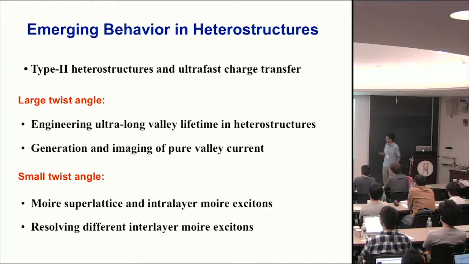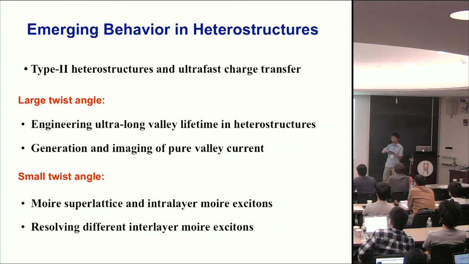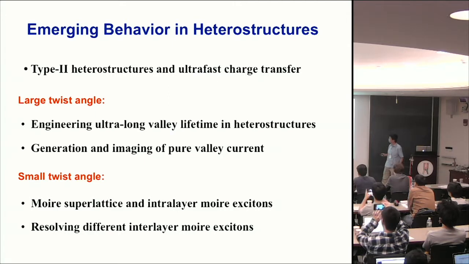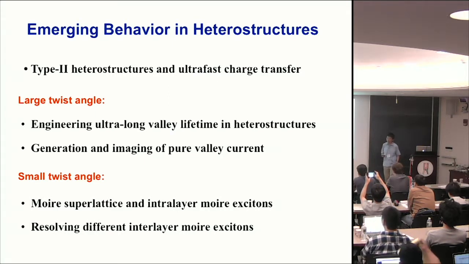Today I will talk mostly about what happens when you put two different transition metal dichalcogenides together. First I will show you how the bands line up with each other. They tend to form a so-called type 2 heterostructure, which leads to a very fast charge transfer process. Then I'll show you that if you randomly stack two materials together, usually they are not well aligned, so they form a large twist angle.